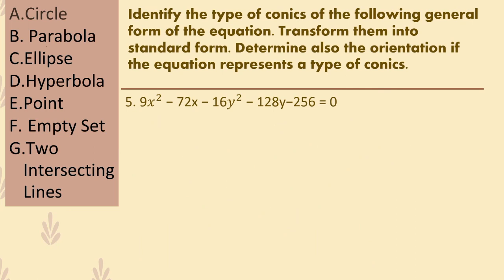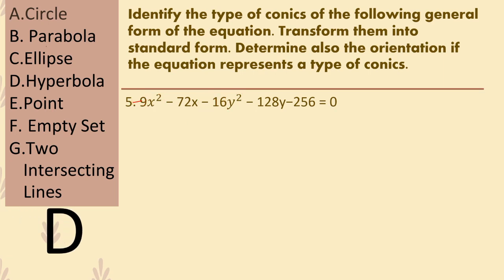For number 5, 9x squared minus 72x minus 16y squared minus 128y minus 256 is equal to 0. Again, based dun sa ating part 1, recognizing conic sections given the general form of the equation, kapag ang x and y are both naka-squared, and then magkaiba sila ng coefficient, and magkaiba rin sila ng sign, so ito ay positive, ito naman ay negative. So, therefore, ito ay isang letter D, hyperbola.